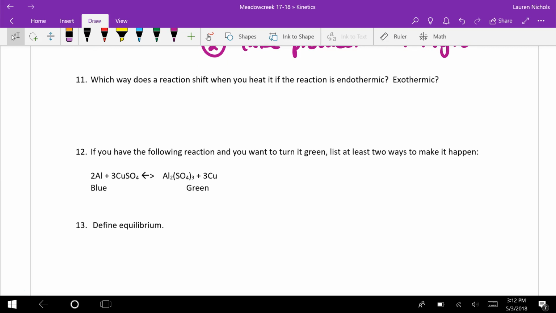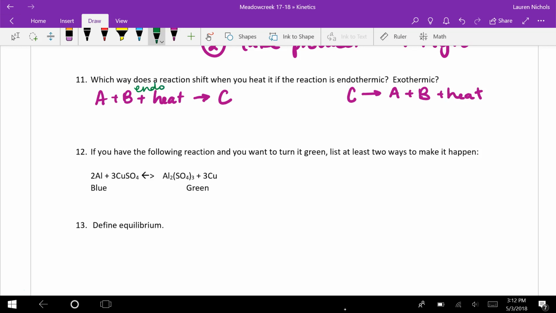So which way does a reaction shift when you heat it if the reaction is endothermic and then exothermic? Well, let's draw what an endothermic chemical reaction looks like. Endothermic means that heat is absorbed. So that means you have A plus B plus heat produces C. Let's just do that. And then the reverse would be exothermic. C can decompose to A plus B plus heat. So this one is endo, and this one is exo.